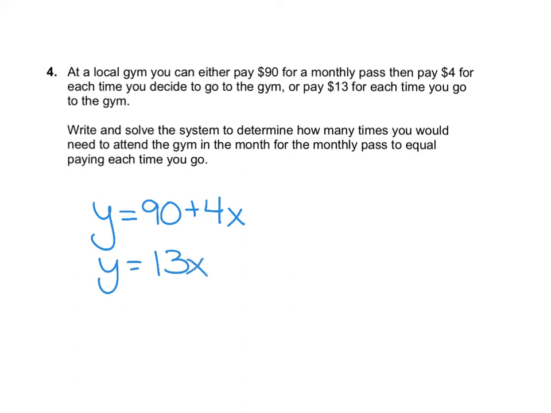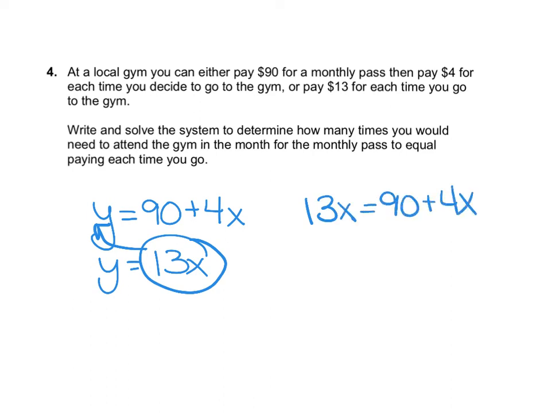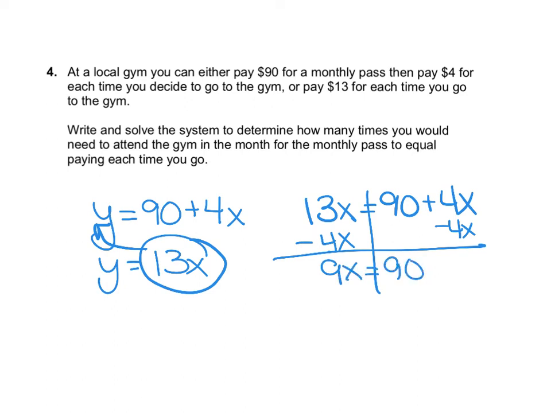All right, so now it wants us to solve the system, and since we're solving the system using the substitution method, we're going to substitute this in. I'm going to take this 13x and plug it in right here. It doesn't matter, I could have taken the 90 plus 4x and plugged it in for the other y. Either way, y is equal to the y part. So I have 13x is equal to 90 plus 4x. Let's combine our variables. And I have 9x is equal to 90, and x is going to be equal to 10.